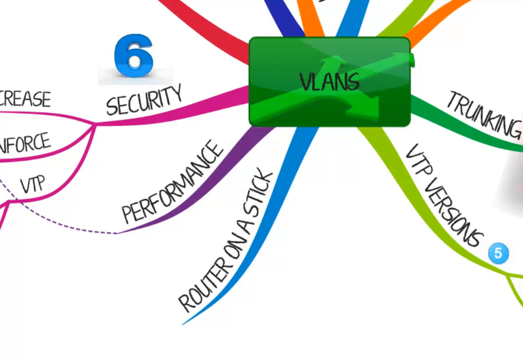Quick word on router on a stick. Anytime you create a VLAN, you're going to need a layer 3 device in there so that the separate VLANs can communicate with each other, because they're isolated from one another. Layer 3 switches are very popular now. They've gone down in price, and router on a stick is something you don't see anymore.